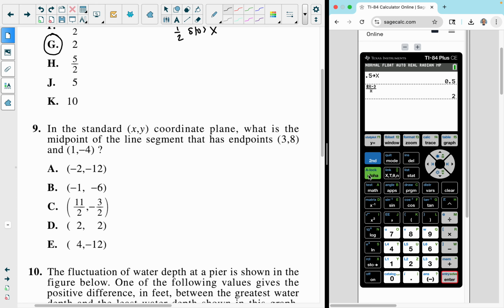You can also do alpha y equals. You'll do the first one because that'll give you your numerator denominator. The second one is a mixed number, so I can just press the first one and I get my numerator denominator as well.